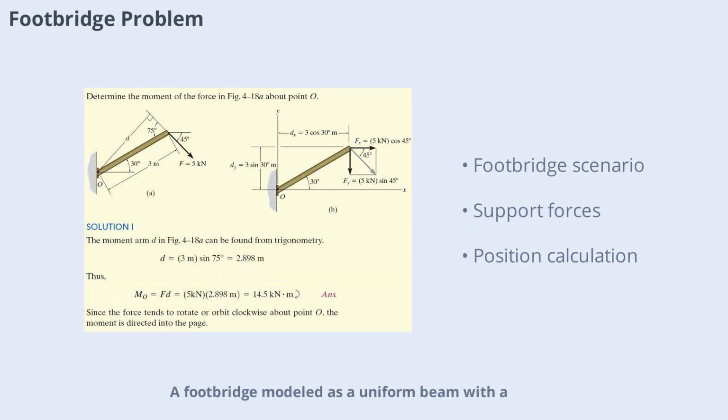A footbridge modeled as a uniform beam with a child standing at a certain point is a practical example. By knowing the ratio of support forces and applying moments, you can find both the force at each support and the position of the child. This type of analysis ensures the safety and stability of pedestrian bridges.